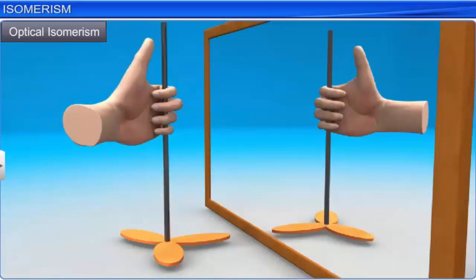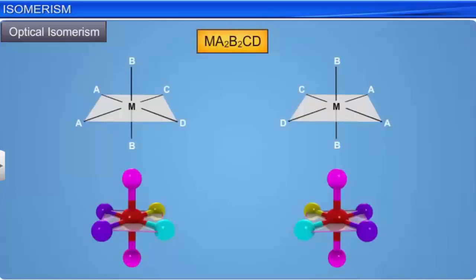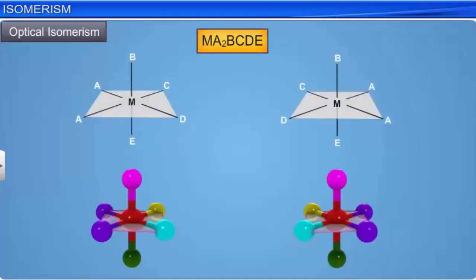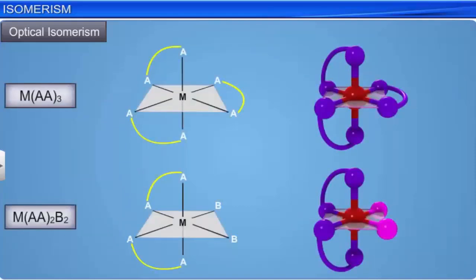Although optical isomerism is possible in a variety of octahedral complexes with unidentate ligands of the types Ma2b2c2, Ma2b2cd, Ma2bcde, and MABCDEF, we will restrict our discussion to complexes containing only bidentate ligands of the type MAA3 and complexes containing monodentate and symmetrical bidentate chelating ligands of the type MAA2B2.